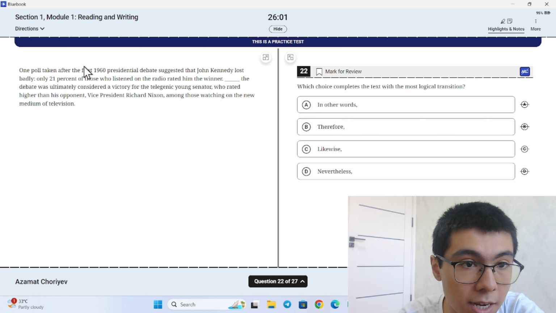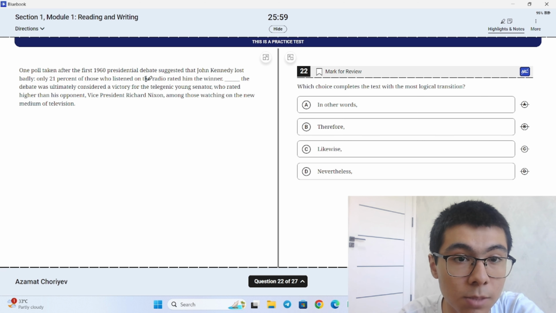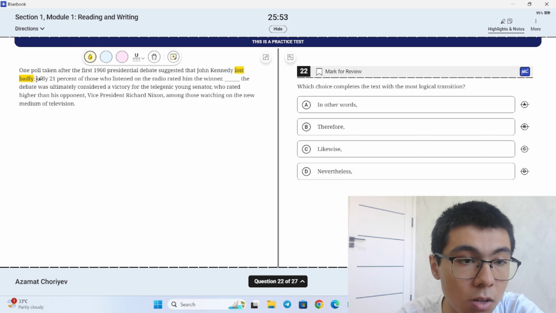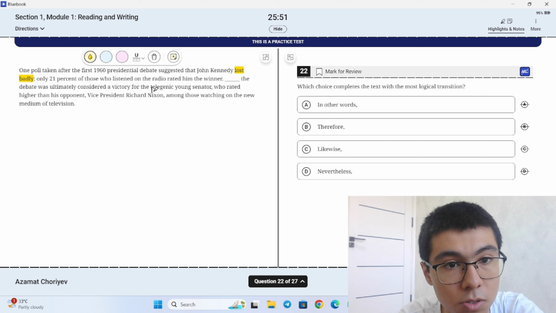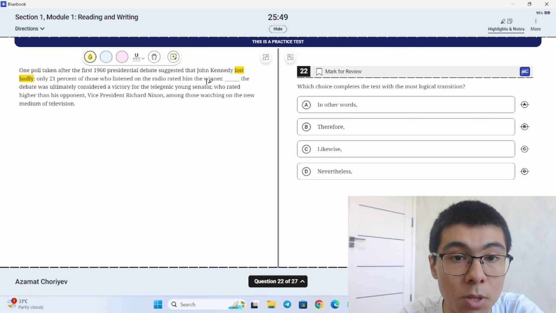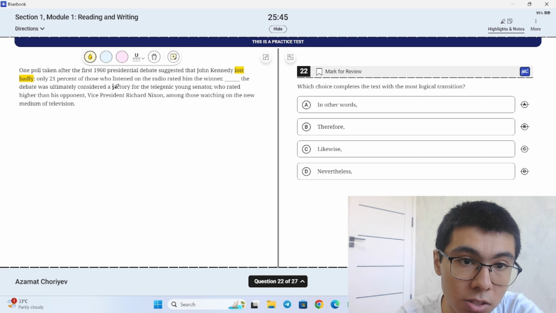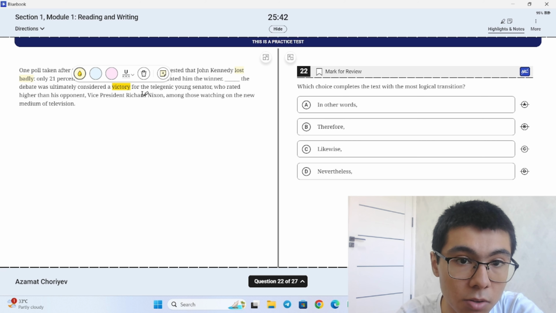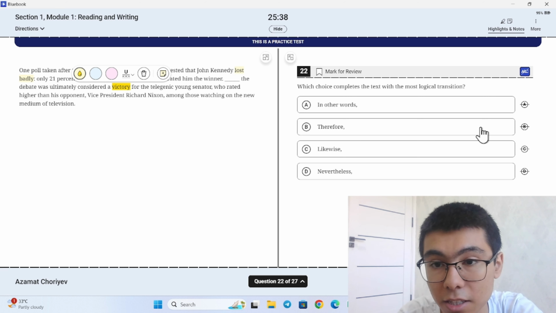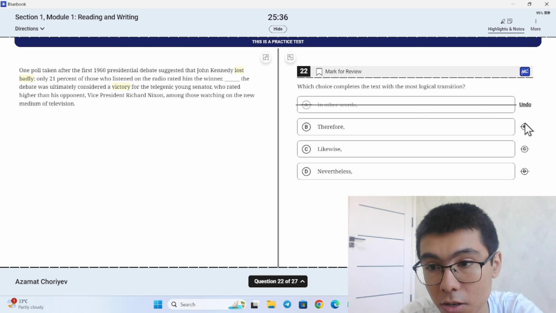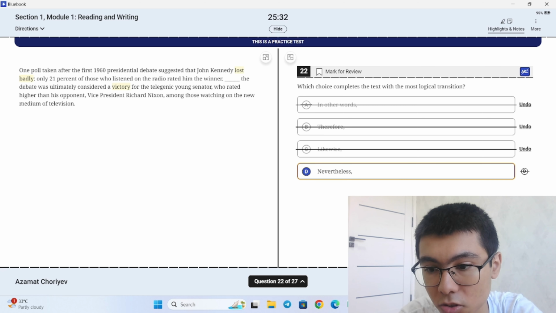Okay, one poll taken after the first presidential debate suggested John Kennedy lost badly. Only 21% of those who listened to it on the radio rated him the winner. The debate was ultimately considered a victory. So there is a contrast, right? Lost badly and victory. In other words, no. Therefore, no. Likewise, no. Nevertheless, contrast, right?